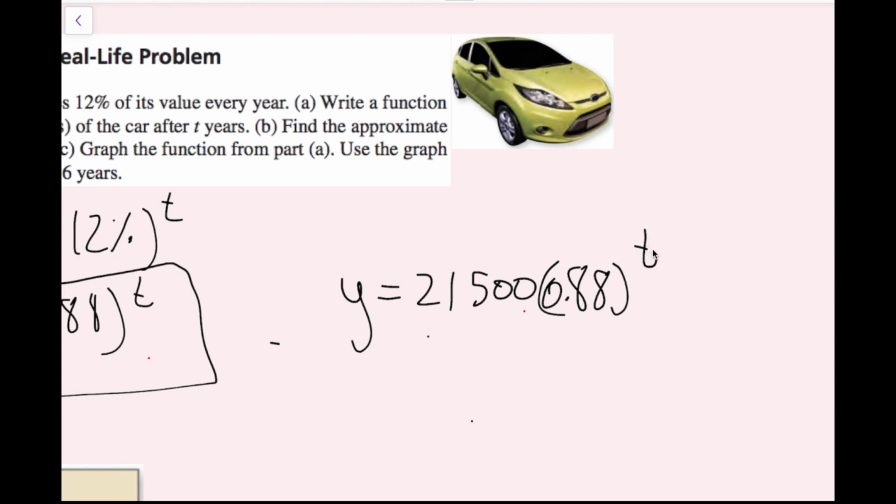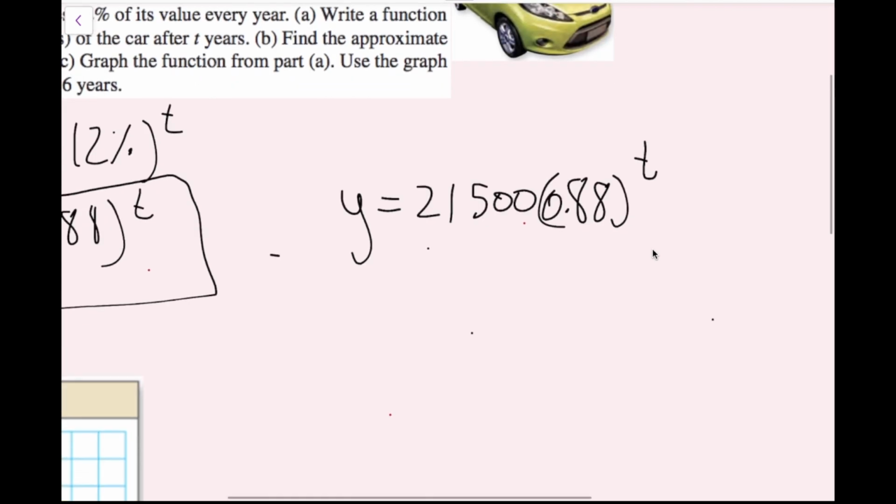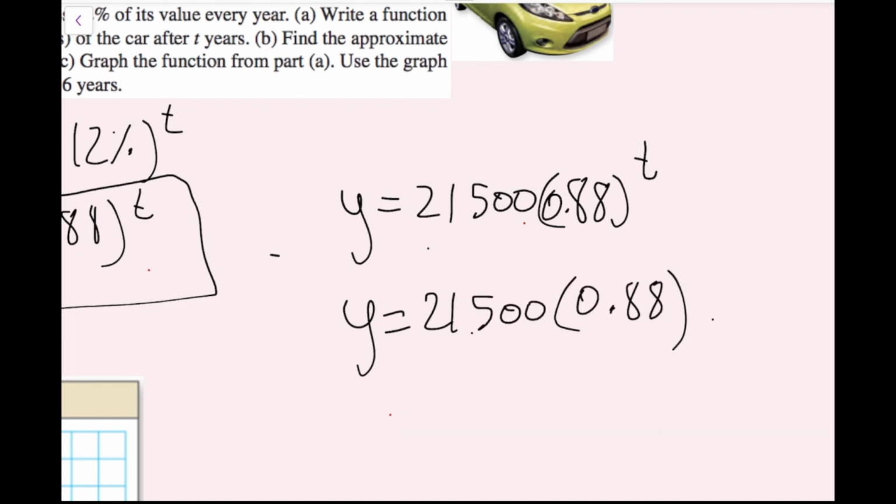So the way I'm going to do this is I'm actually going to rewrite this as y equals 21,500 times 0.88 to the power of 1/12 times 12t. Remember, for compound interest, in order to have monthly compounding, I would have 12 being multiplied by the number of years because it would happen 12 times per year. To keep this the same value as t, I need to multiply this by 1/12.